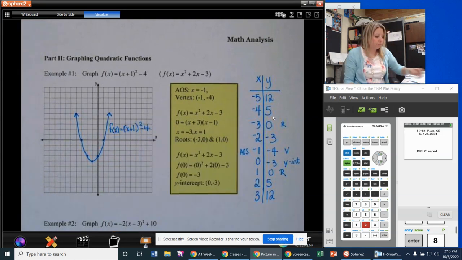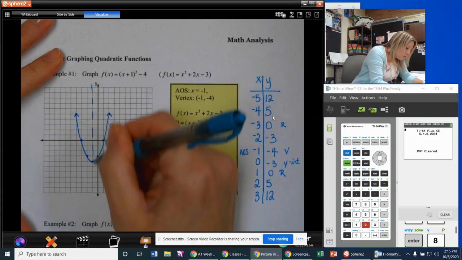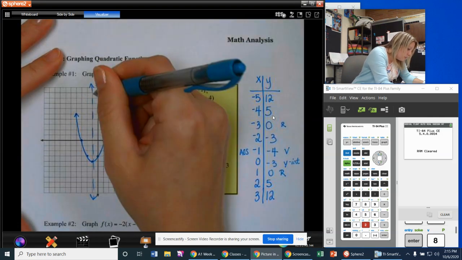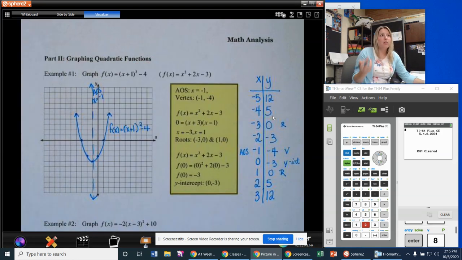And there you have it. That's how you graph a parabola. All right, just so you know, axis of symmetry, AOS, x equals -1. Instead of writing out axis of symmetry every time, I abbreviate AOS, as you know.